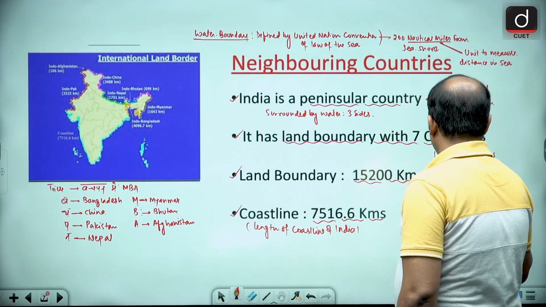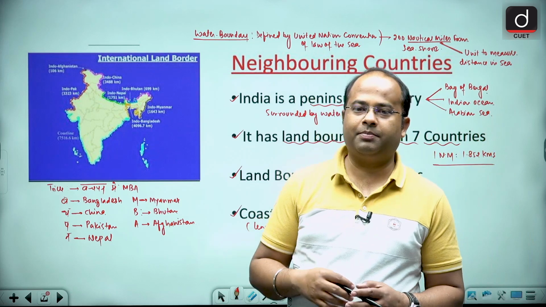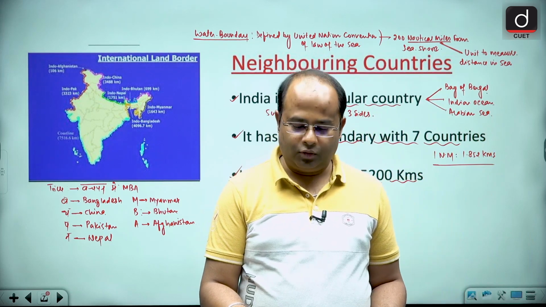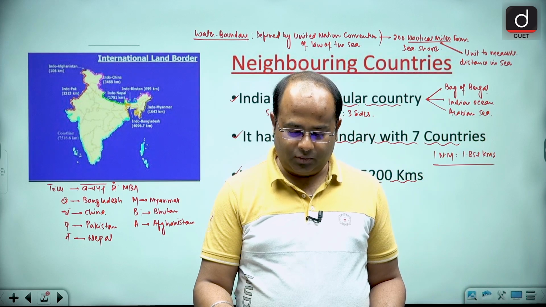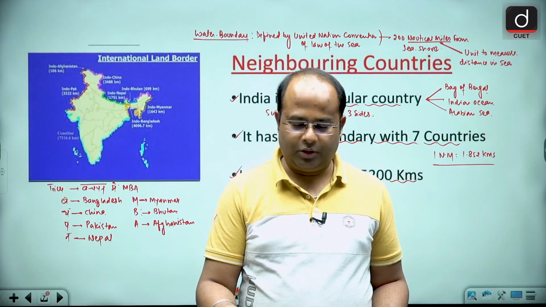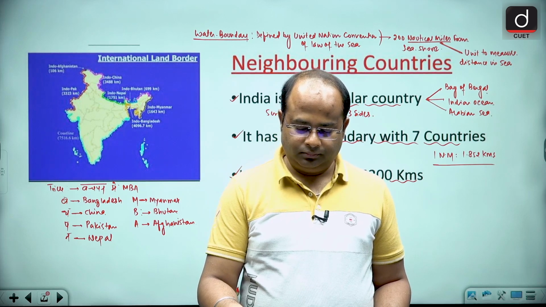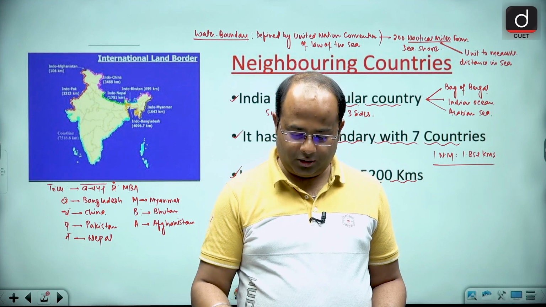So is that clear, guys? Since we have the land boundary, and for peninsular countries you will find the water boundary as well, and it is measured in nautical miles, 1 nautical mile being 1.852 kilometers. That is the water boundary. Is that clear to all of you? Then do let me know.